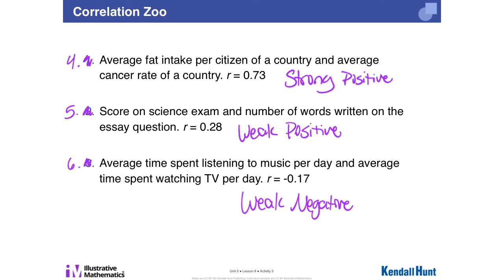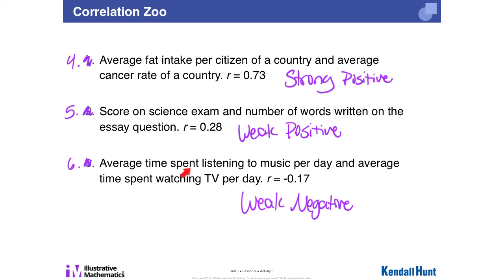Number 4, the average fat intake per citizen of a country and the average cancer rate. This has a strong positive relationship, which does make sense intuitively. If we eat more fat, the chances of having cancer are probably higher. Number 5, this is a weak positive relationship, and this is saying that the score in a science exam and the number of words written on the essay question, it's going to be positively correlated, but just because you write more words doesn't necessarily mean your score is going to be higher. Maybe you didn't write the right words to get a higher score.